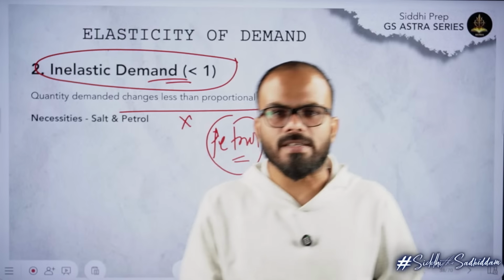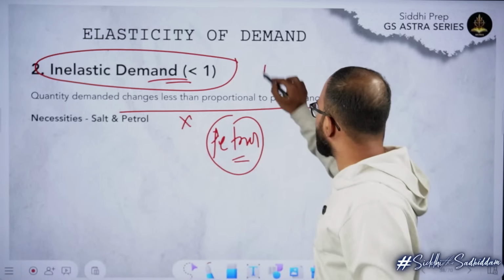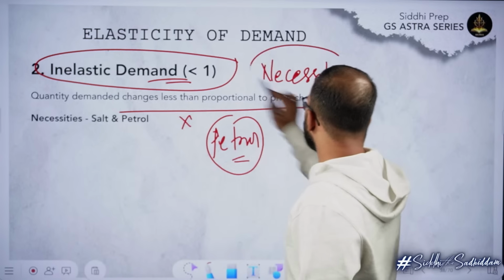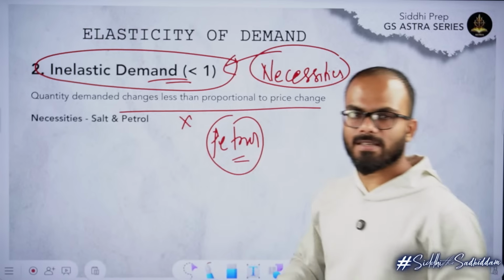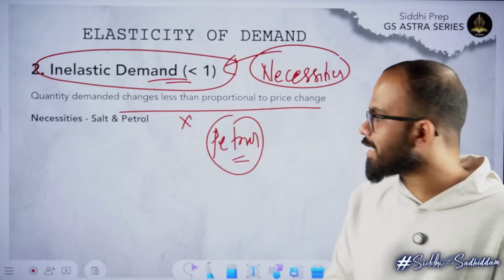Even salt is a basic necessity. So for all kinds of necessities, the demand is inelastic in nature. For all kinds of luxuries, the demand is elastic in nature.